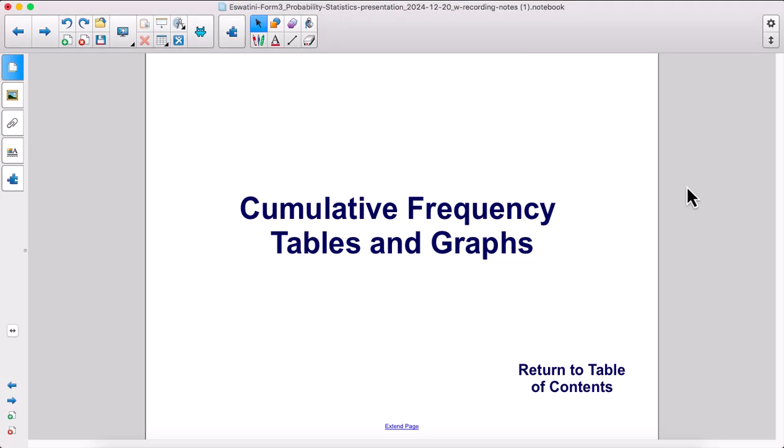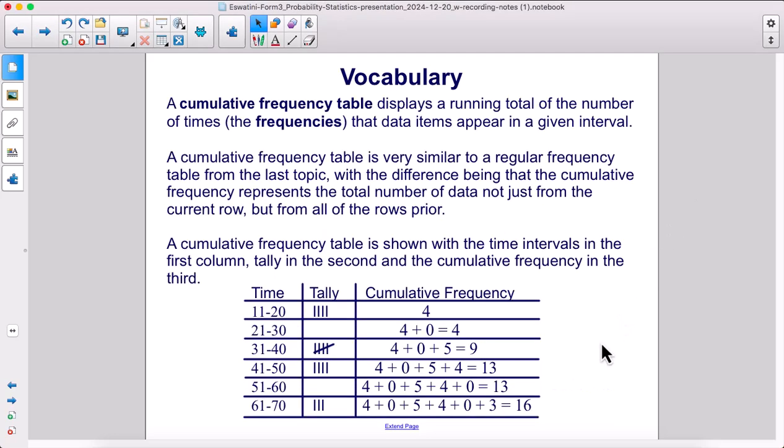Cumulative frequency tables and graphs. A cumulative frequency table displays a running total of the number of times, or the frequencies, that data items appear in a given interval. A cumulative frequency table is very similar to a regular frequency table from last topic, with the difference being that the cumulative frequency represents the total number of data, not just from the current row, but from all the rows prior.